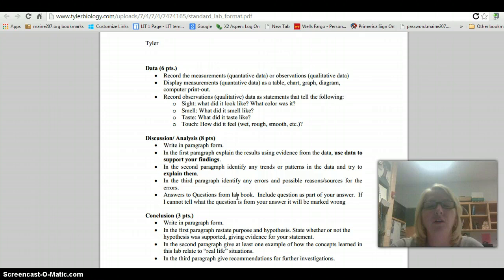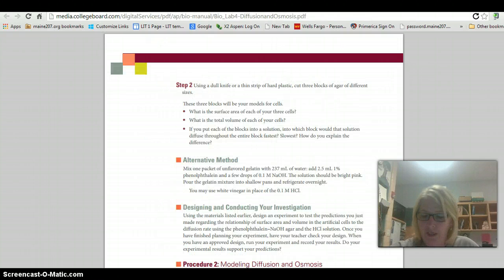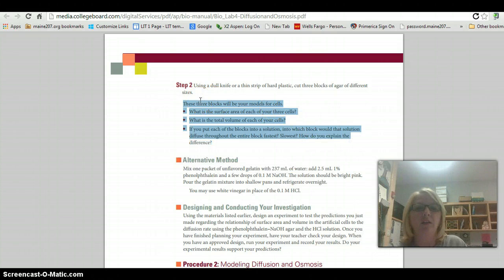At this point, I'm going to pop over to the lab book to show you which questions you're going to have to answer. So in step 2 on page S56, I want you to answer these 3 questions. Okay, so these 3 questions, hopefully you're taking notes on this. So it's page S56, the top 3 questions.